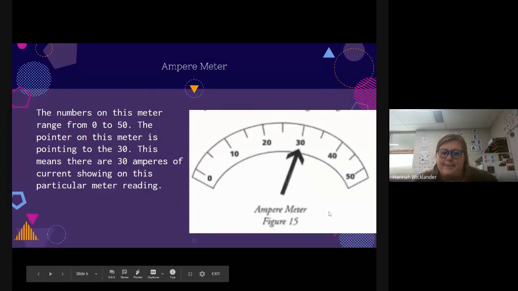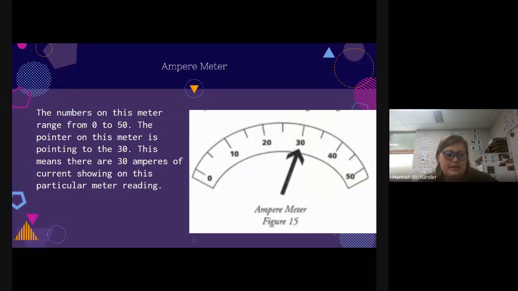This one is an ampere meter. This measures amps or amperes of current. So this one ranges from 0 to 50. We can see that because there's a 0 and a 50. And so the pointer is pointing to the 30 right here. So this means that there are 30 amperes of current showing on this particular meter. So that we know because the arrow or the pointer is right at the 30.